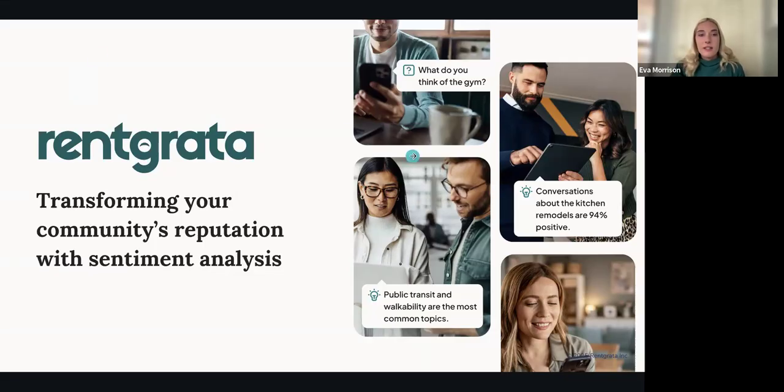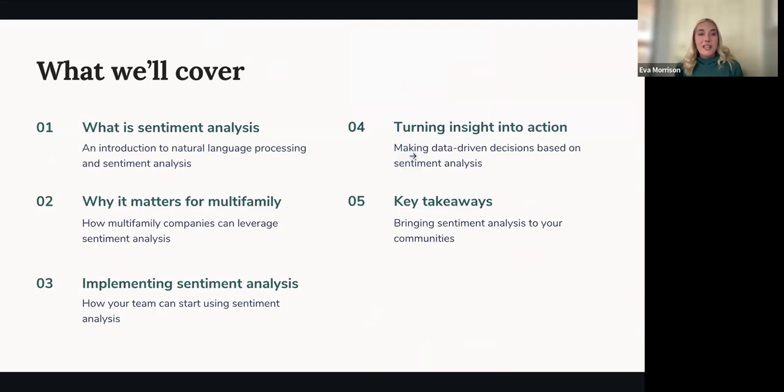So a quick overview of what we're going to cover today. We're going to start with an introduction to what sentiment analysis actually is, go into a little bit about natural language processing and how sentiment analysis works, the nitty-gritty, so that you understand things there. Then we'll go into why it matters for multifamily, so how major multifamily companies are using it today in their operations, how your team can leverage it. And then we'll talk about implementing sentiment analysis, and the steps your team can take to start using this really quickly in your day-to-day, with some of the tools you may already be using.